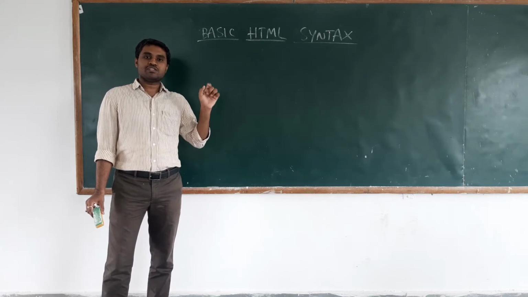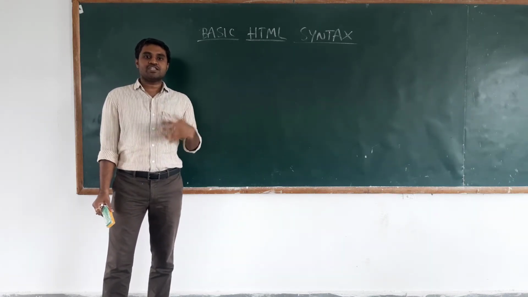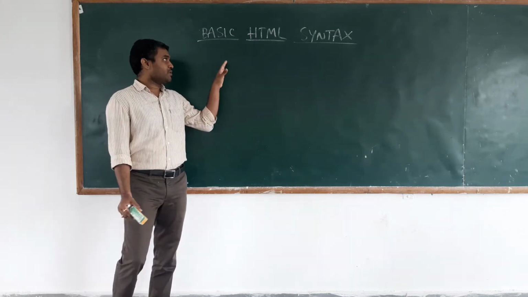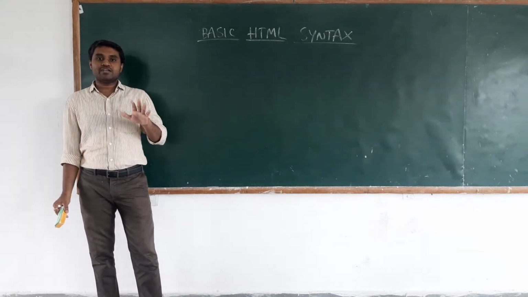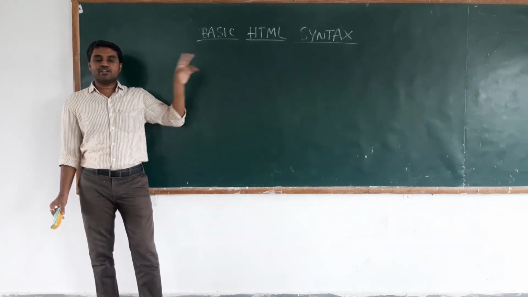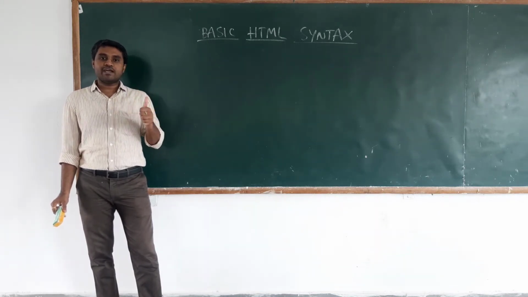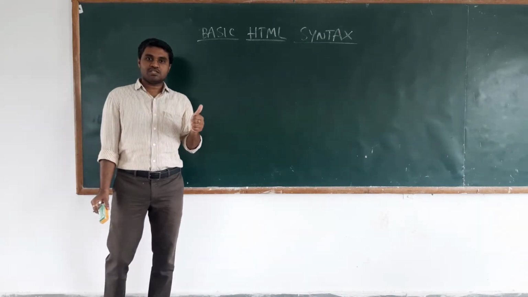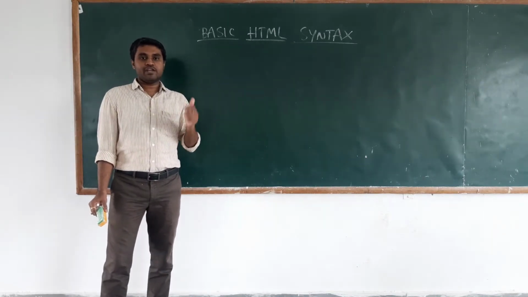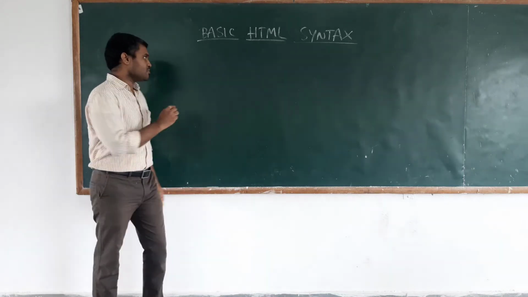If it encounters any tag, it will process that tag. If it encounters any text, that text will be displayed on the output screen. Once again, HTML syntax doesn't have any proper syntax, but it knows only two things: a tag or a text. If it is a tag, that tag will be processed and interpreted. If it is a text, that text will be displayed on the output screen. We will see one simple example.